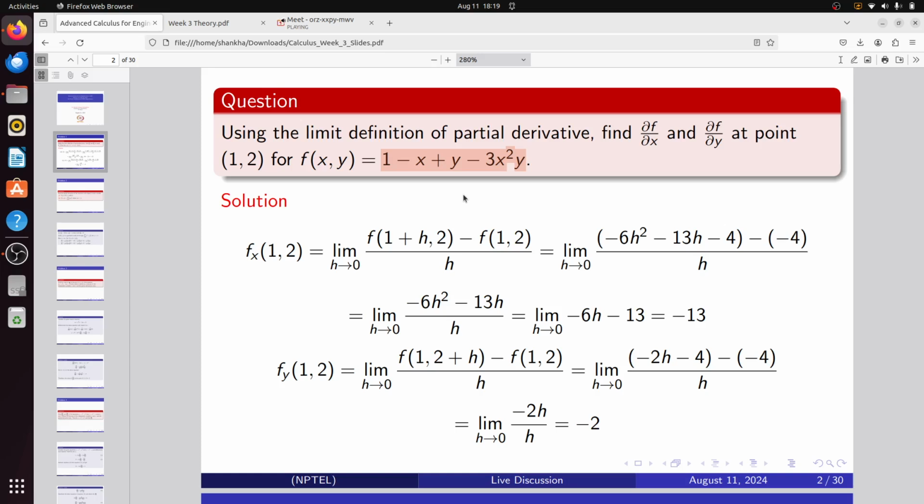Okay, so here we have just used the limit definition of the partial derivative.